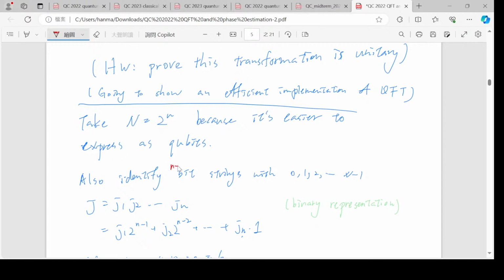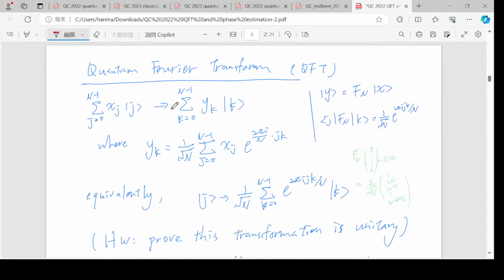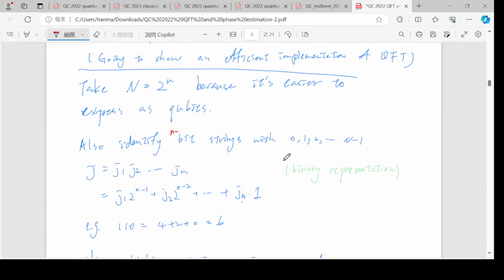Now, we have all those things like J and K from 0 to big N minus 1, and we want to identify those with qubit notation. We want to do everything in terms of small n bit strings. So we have a number from 0 to big N minus 1, and we want to write it as a small n bit string. A very natural representation is to identify the n bit string as the binary representation of some number.